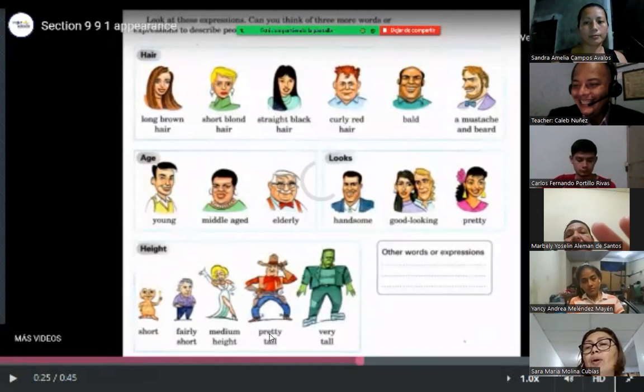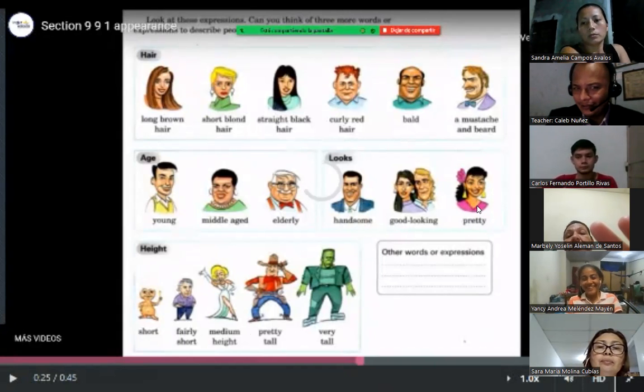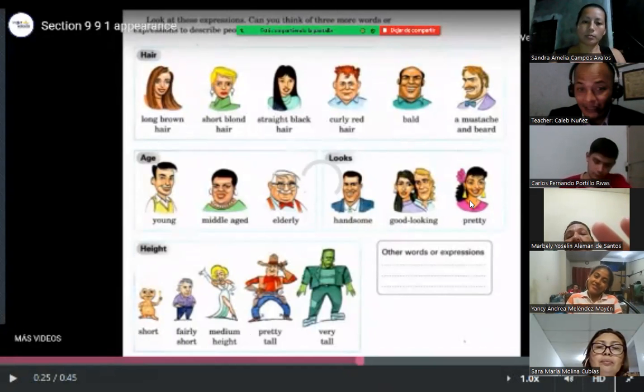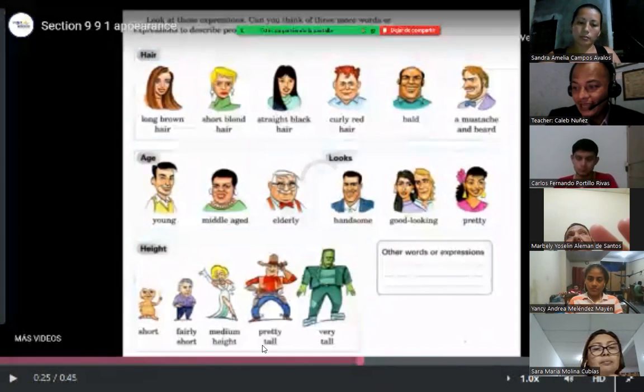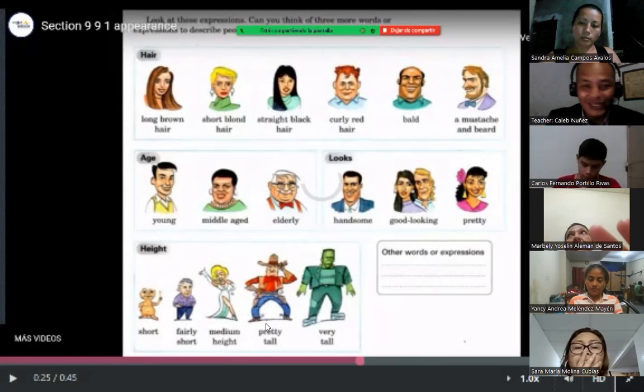Ahora, pretty tall. Pretty tall. Teacher, pero pretty es para solo chicas. Ah, sí, pero es que aquí pretty está como un adjetivo, ¿sí? No lo acompaña nada. Acá pretty antecede un adjetivo, tall. Entonces, si pretty está antes de un adjetivo, pretty se convierte en un adverbio, que significa muy, correcto.